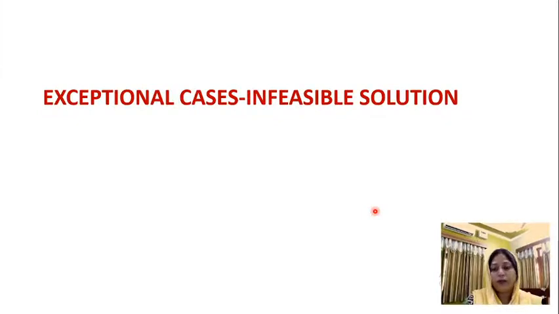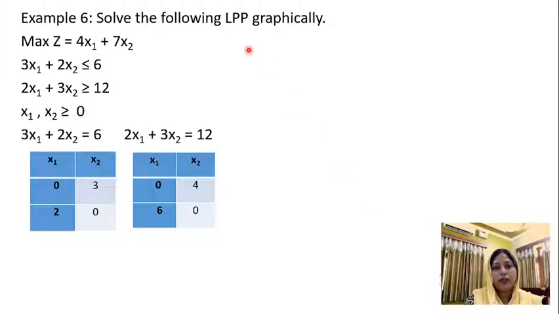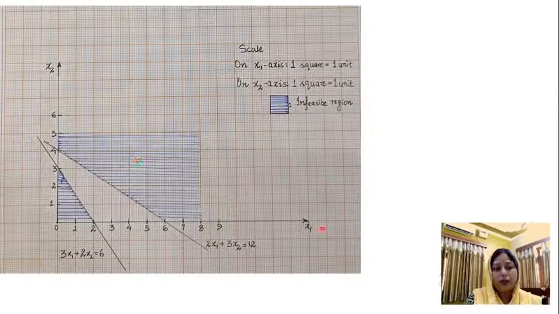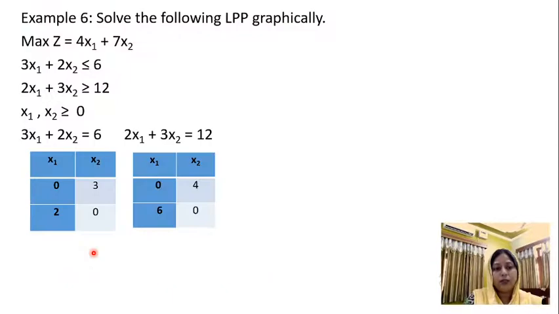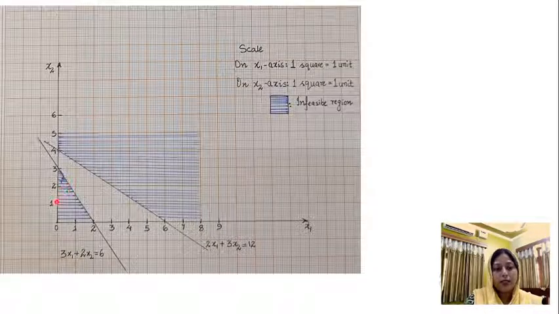Exceptional cases, infeasible solution. Solve the following LPP graphically. So we have found the coordinates by treating them as equations, and we'll plot them on the x1 axis and x2 axis. So the constraints are less than equal to 6 and greater than equal to 12. So less than equal to this area and greater than equal to this shaded region. So there is no region which is common to both the constraints. That is, both the constraints cannot be satisfied simultaneously. That means we have an infeasible region, and there is no solution, infeasible solution in this case.